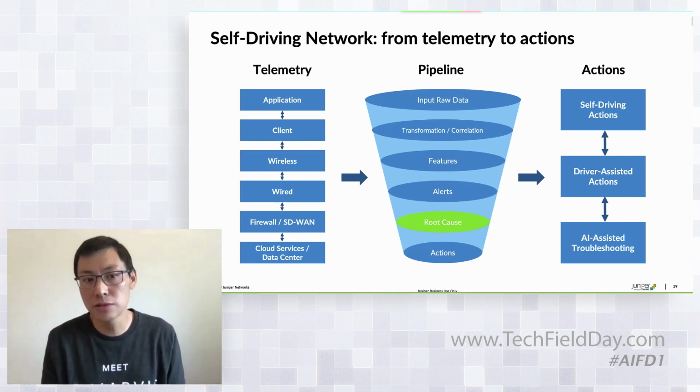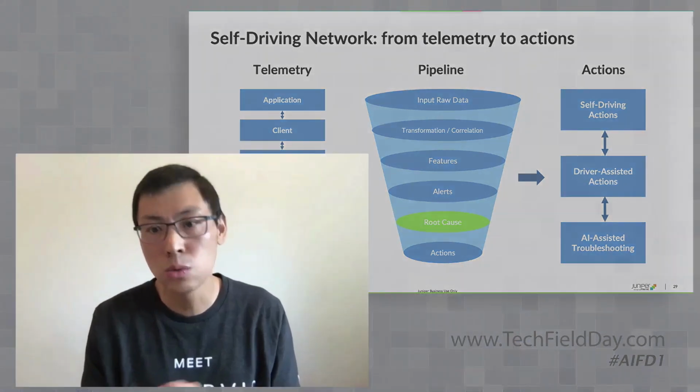And there are three types of actions that Marvis does. The first one is the self-driving action. If the root cause is within Mist or Juniper devices, we just take care of it. We remediate the problem even before your employee complains to the help desk. That's why we got fewer tickets in the deployments.